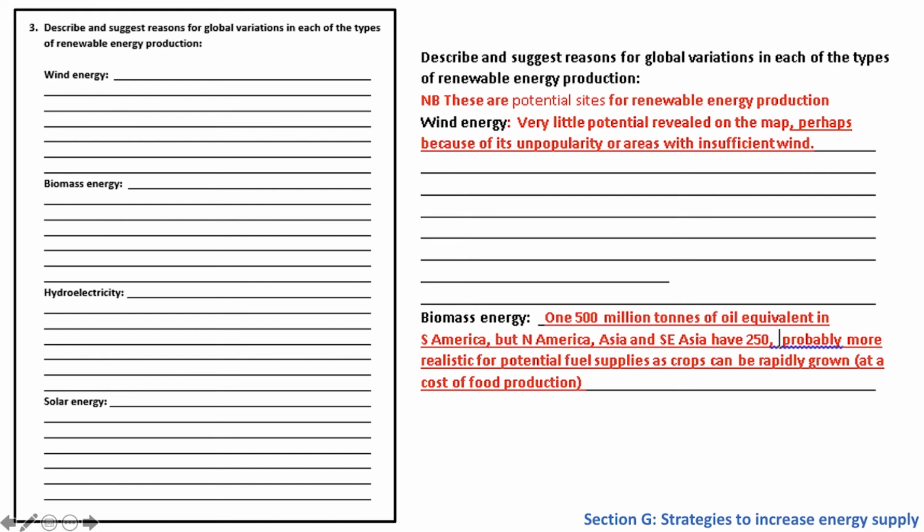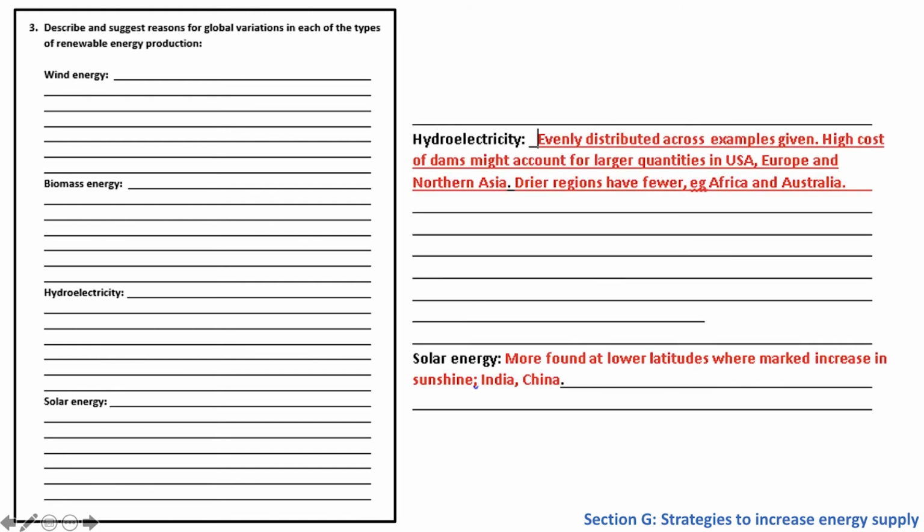Let's take a look at hydroelectricity. So it says here that hydroelectricity is evenly distributed across the examples given in the maps and on the tables, etc. The high cost of dams might account for larger quantities in the USA, Europe and Northern Asia. Drier regions have fewer, for example Africa and Australia, and that makes sense, doesn't it? You require water for hydroelectric power and therefore some countries are going to have better access to that water and therefore better ability to make that hydroelectric power work, whereas in drier regions it would not be a suitable choice.